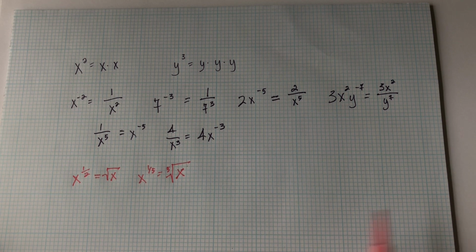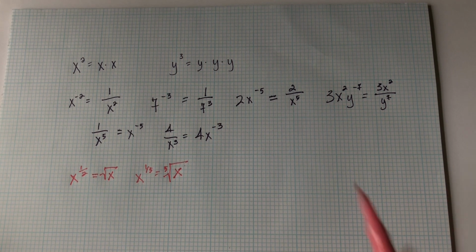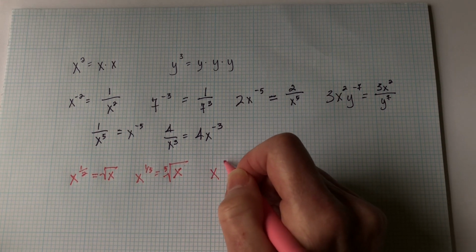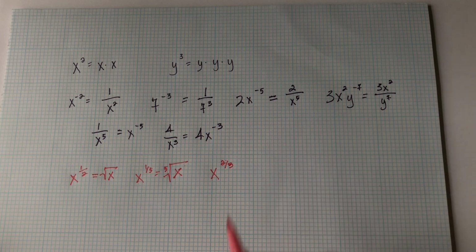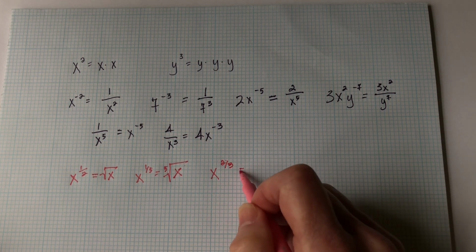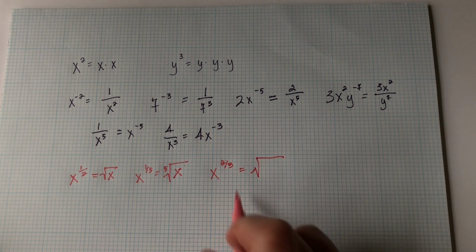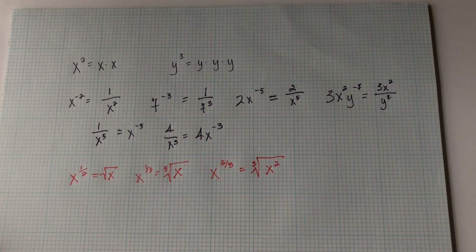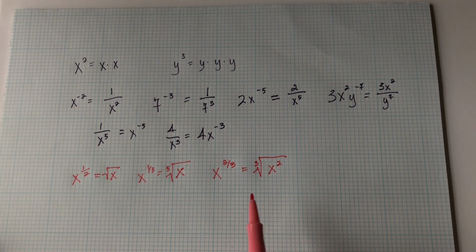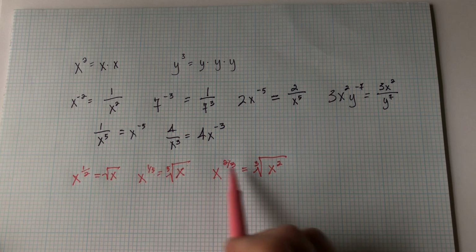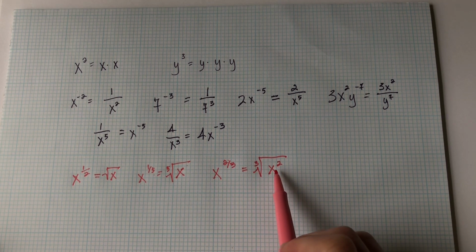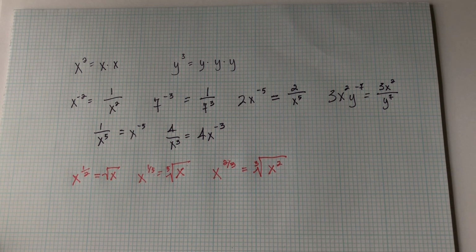Let's take a look at another example where we have something other than 1 in the numerator. We'll look at x to the 2/3 power. So this means the cube root of x squared, and we can write it just like that. So again, the denominator is the index number. The numerator is the power that the base, x, is being raised to.